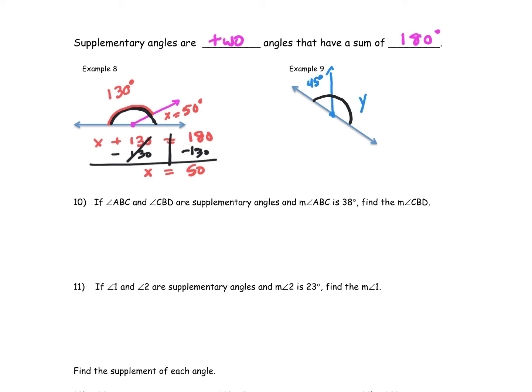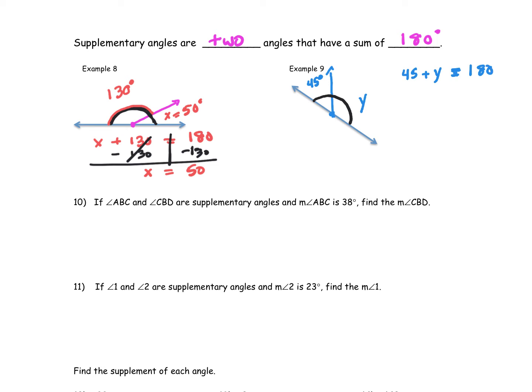Now we're going to write an algebraic equation to solve this. I could say 45 plus y, or y plus 45. Since we're adding them, order doesn't matter. The commutative property tells us that. These two angles together make up 180 degrees. Together they make the straight angle.